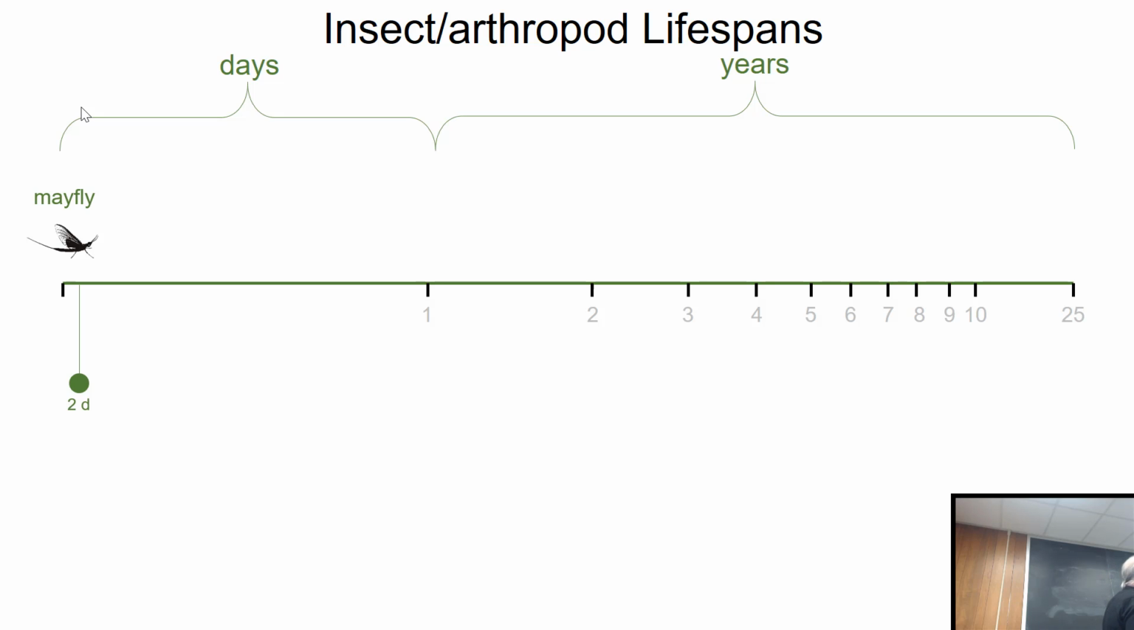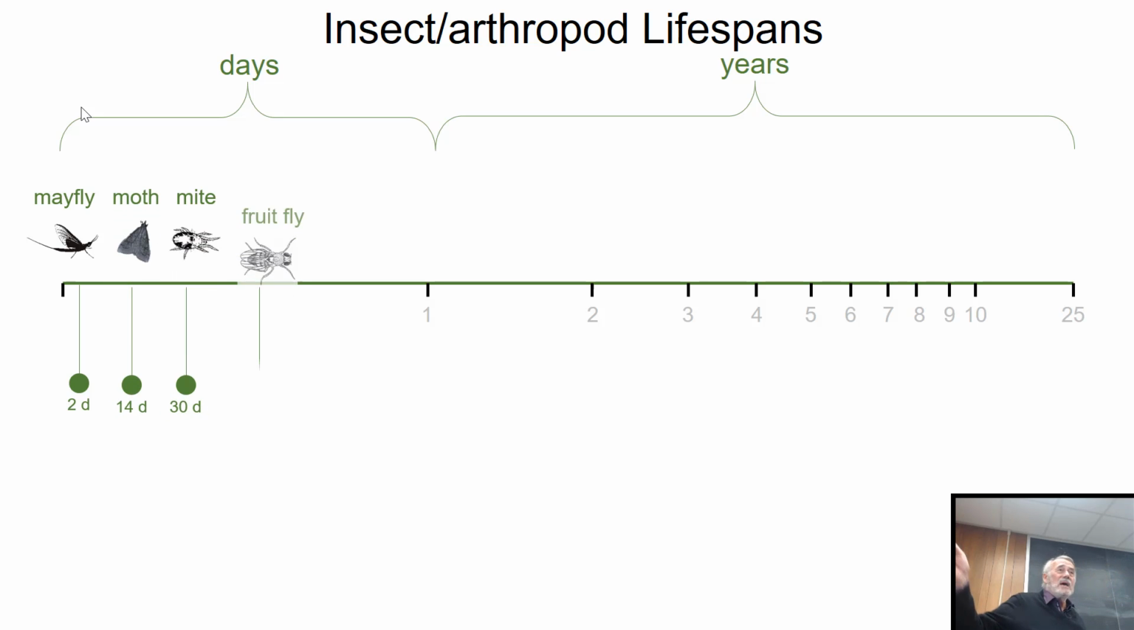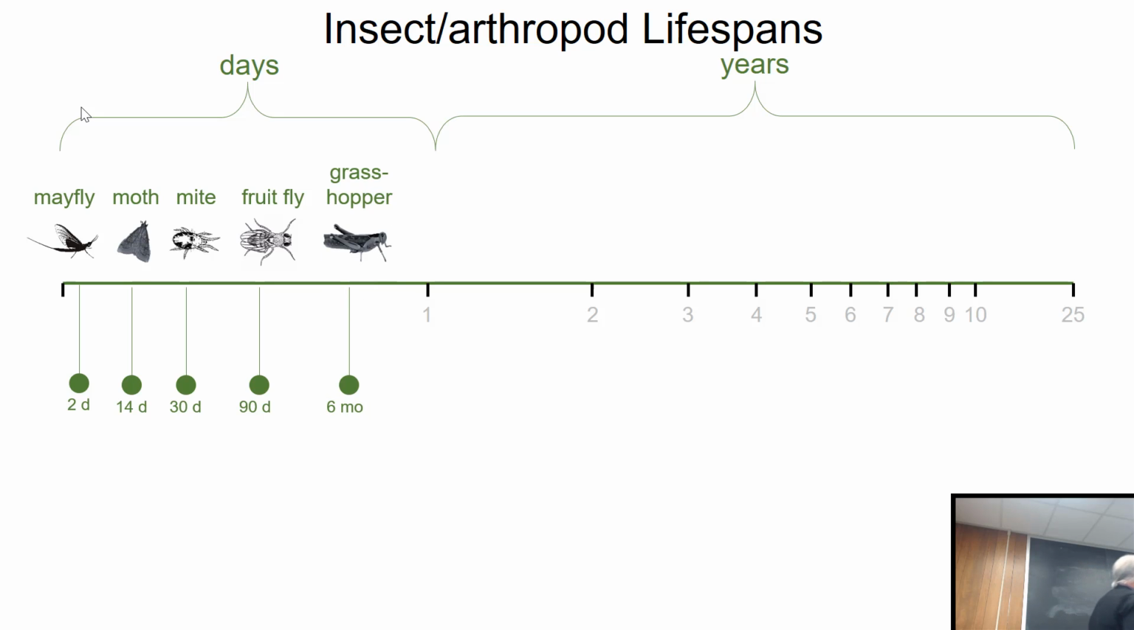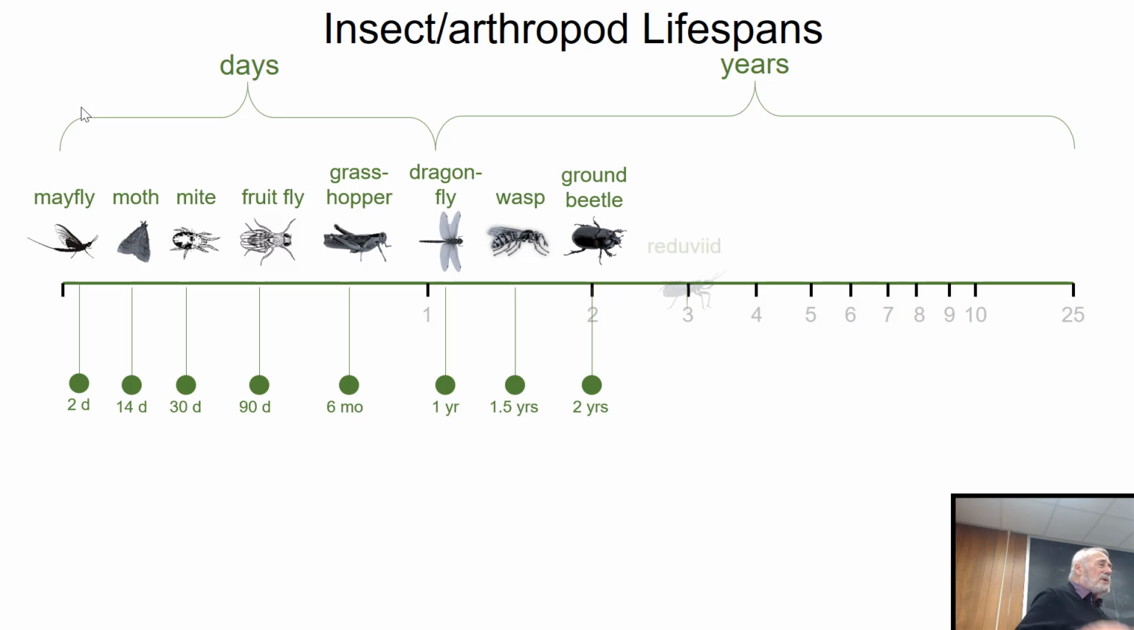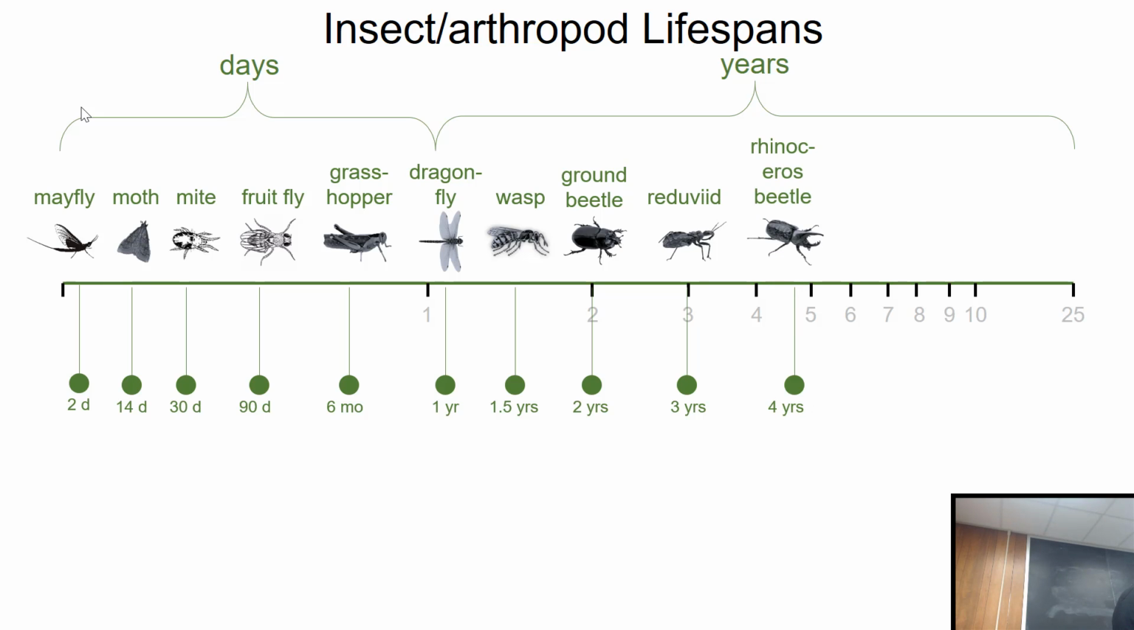This is insects and arthropods. I already mentioned the mayflies, maybe 2 days or so. I'm sure you have huge hatches here probably in your lake. Moths, maybe a couple weeks. Mites, 30 days or so. Fruit flies, I'll just go through these. Grasshoppers, 6 months. Some of these big dragonflies can live a year or so. This would be tropical, and temperate like this, they die in the winter or fall. Wasp, maybe a year and a half. Ground beetle, a couple of years. This one, a serious disease vector, reduviid. Rhinoceros beetle, 4 years.